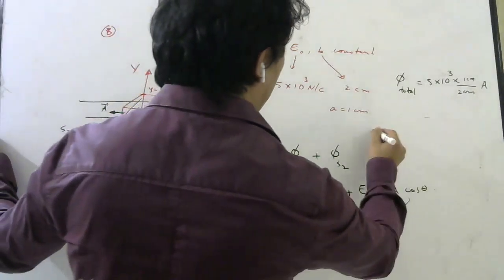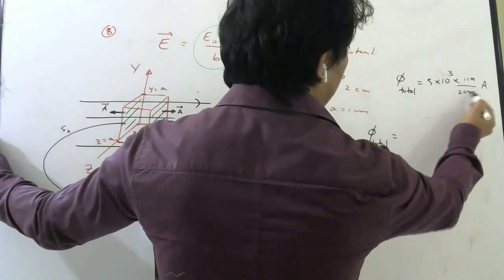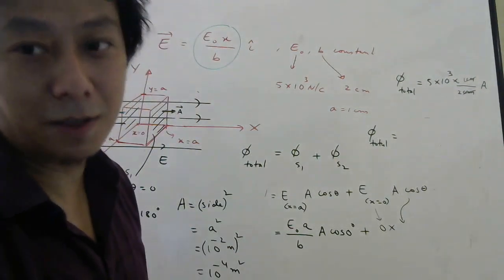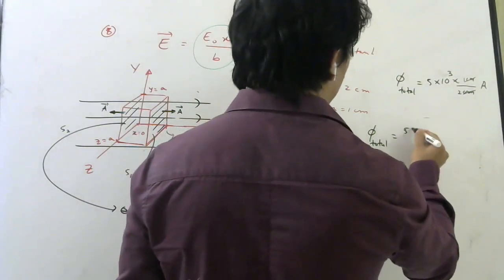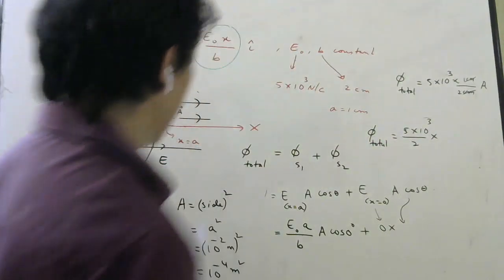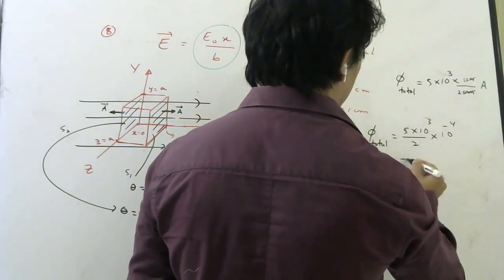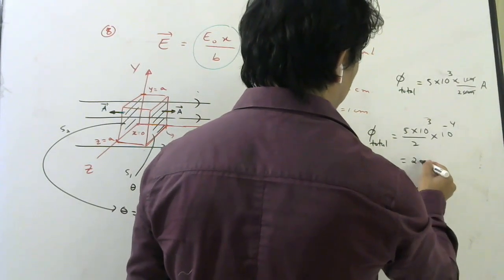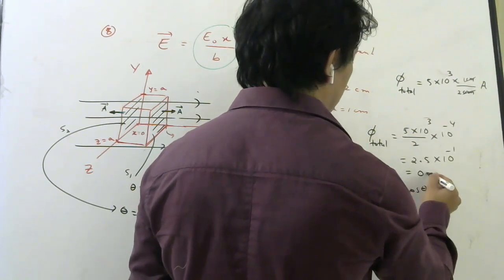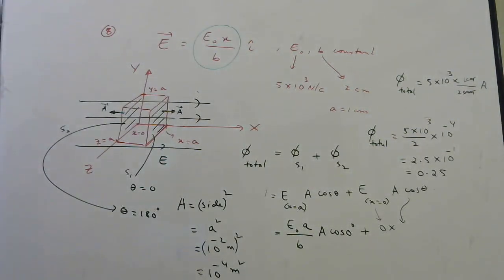So finally, if I write the total flux, it will be, here I did not convert into meter because this will cancel. Even if you write in meter, it will cancel. So this will be 5 into 10 power 3 divided by 2 into area. What is the area? 10 power minus 4. So this will be 5 divided by 2 is 2.5 into 10 power minus 1, which is 0.25. So that is the electric flux through the cube.